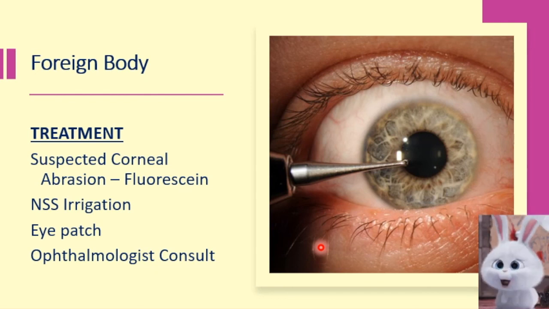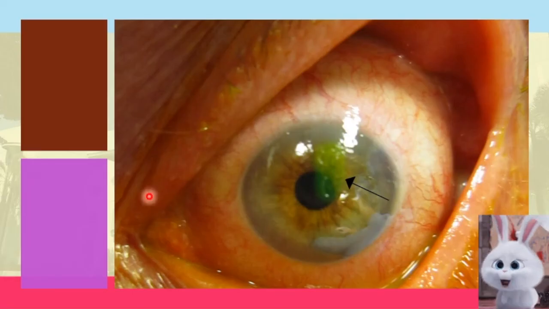So if you do not know what to do, at least you know that irrigation could be a step, applying of your splint could be a step, applying of your protection could be a step, and then you bring your patient to the emergency room. If not the emergency room, bring to the ophthalmologist for consult. Okay, that will be the end of your discussion on eye disorders.